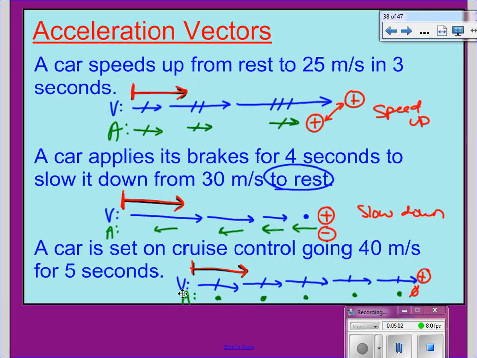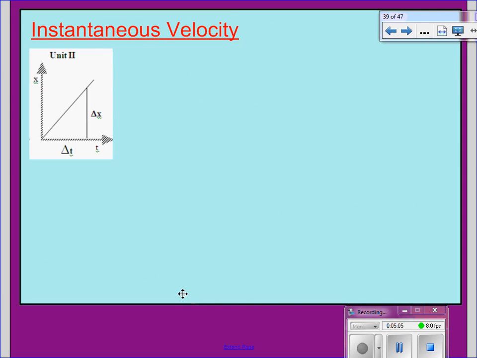Now that we've done acceleration vectors, now let's move on to the last topic of this video, which is instantaneous velocity. I want us to look back at a graph we saw back in Unit 2. Notice this is a position versus time graph. Position's on the y, and time is on the x. Now notice what this object is doing. It has a linear line for the position versus time, indicating that this velocity is constant.